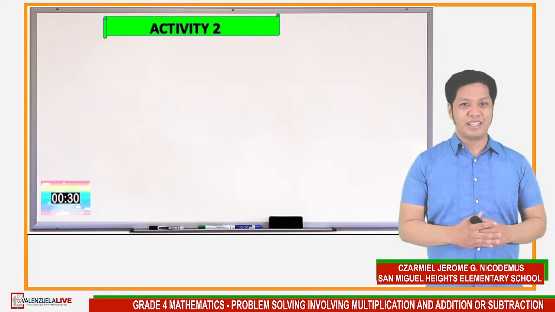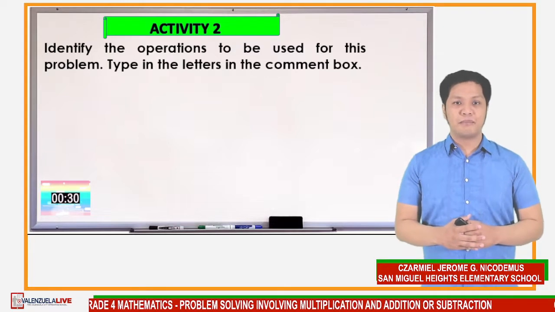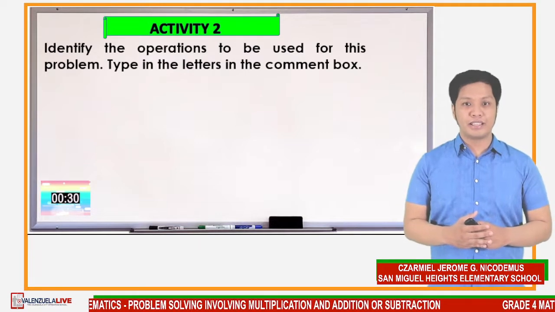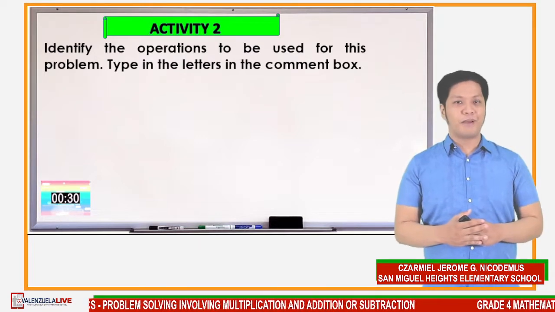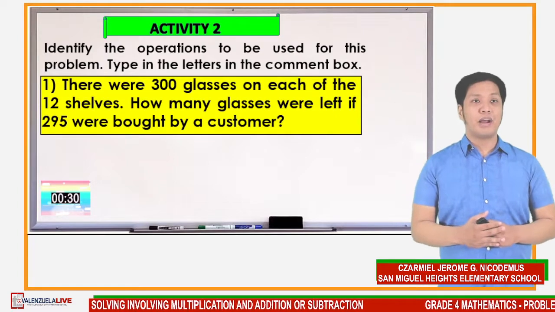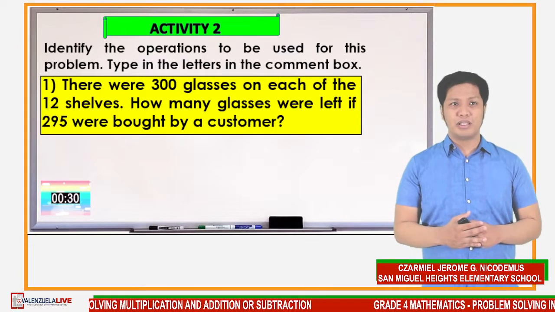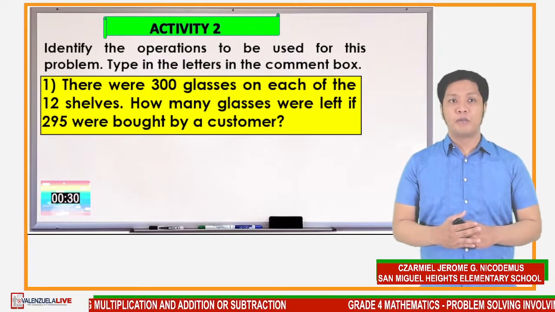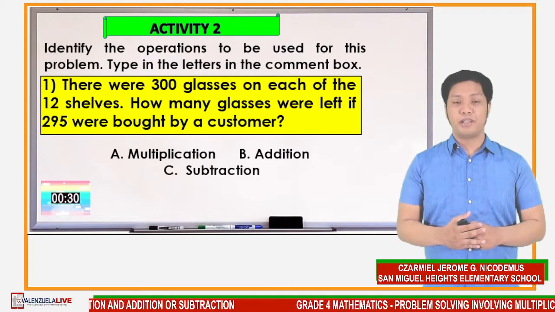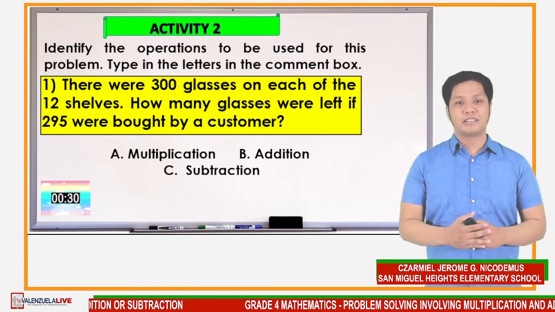For your second activity, let us identify the operation to be used for this problem. Type the letter in the comment box. So this time, I will be giving you 30 seconds to answer. Remember, this word problem might have 2 or more operations. So let's begin. Number 1, there were 300 glasses on each of the 12 shelves. How many glasses were left if 295 were bought by a customer? A, multiplication. B, addition. C, subtraction. So your time starts now.